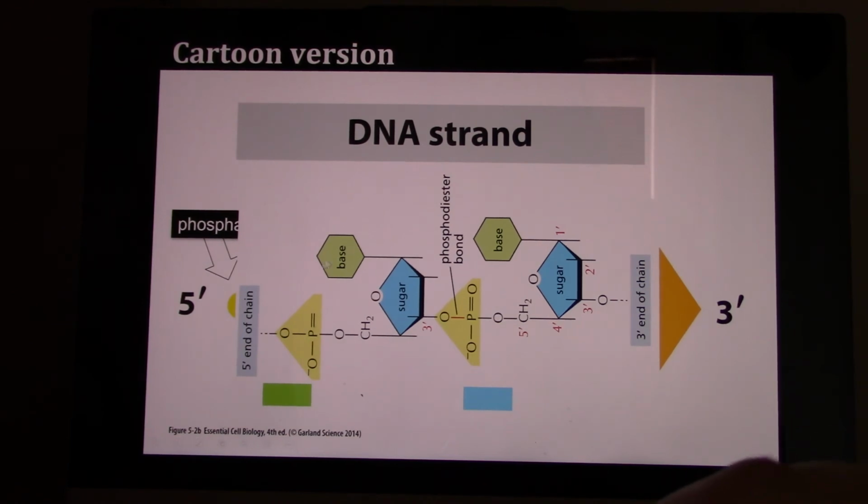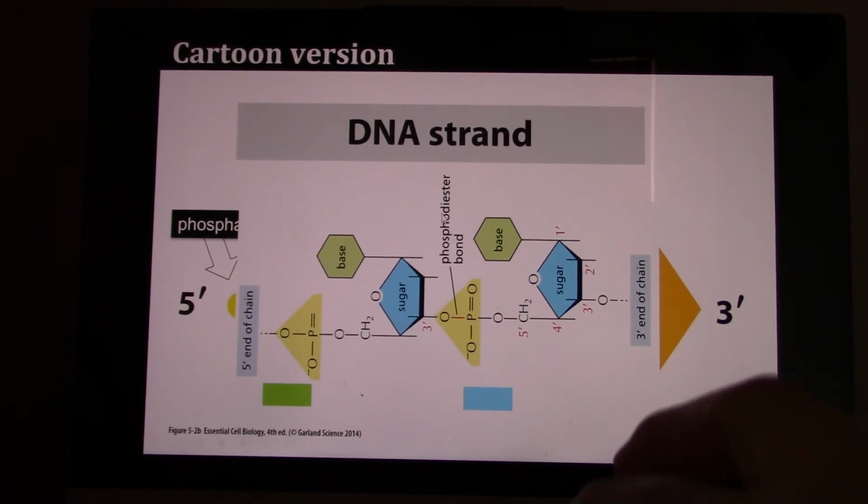So DNA strands, right? This is just to show you we've got a 5' carbon. Off the 5' carbon is the phosphate group. Off the 3' carbon, so here's the sugar, here's your primary carbon, 2', 3' is where we've got the hydroxyl group coming off, 4', and then 5' is off the sugar, and that's where the phosphate group is attached. And this is participating in the phosphodiester bond.